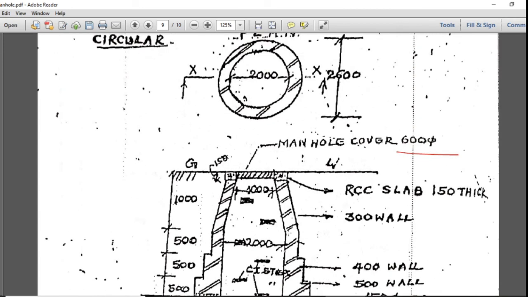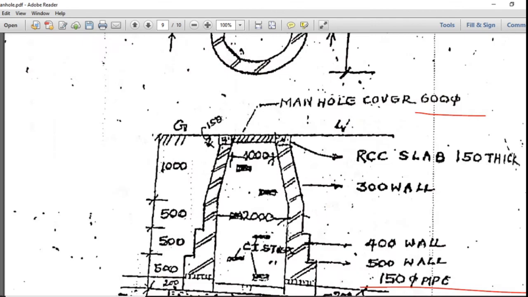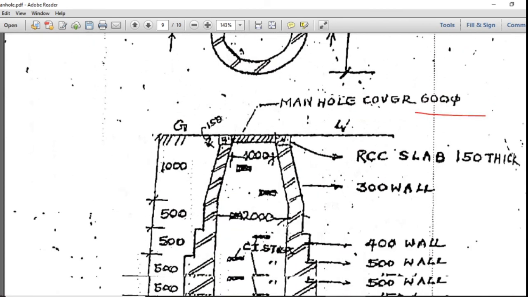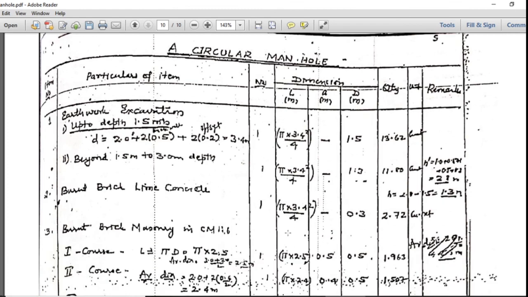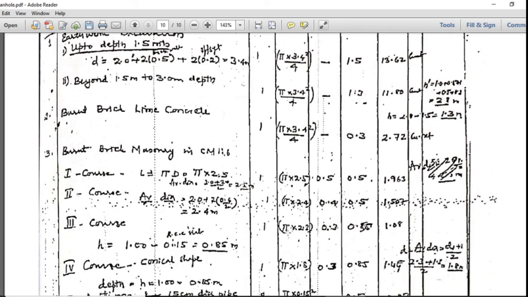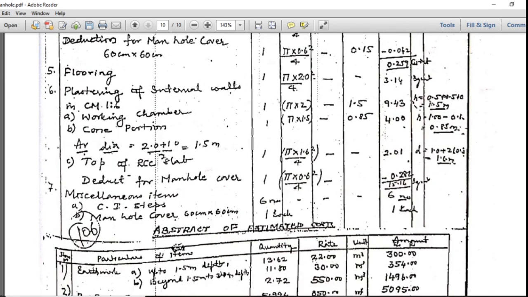Take this problem as an exercise for yourself, and it also has the answer. It is already solved, for your reference.